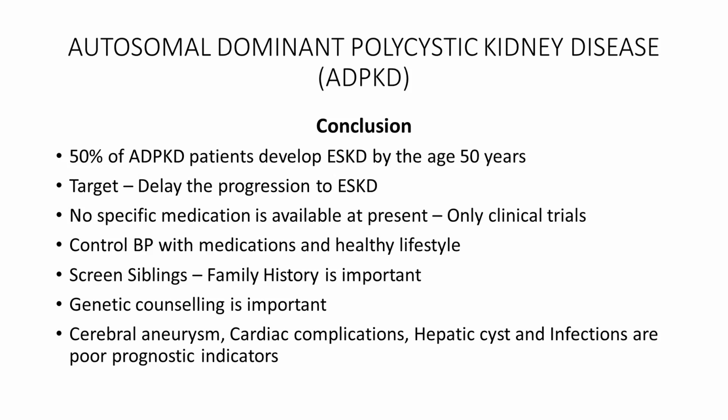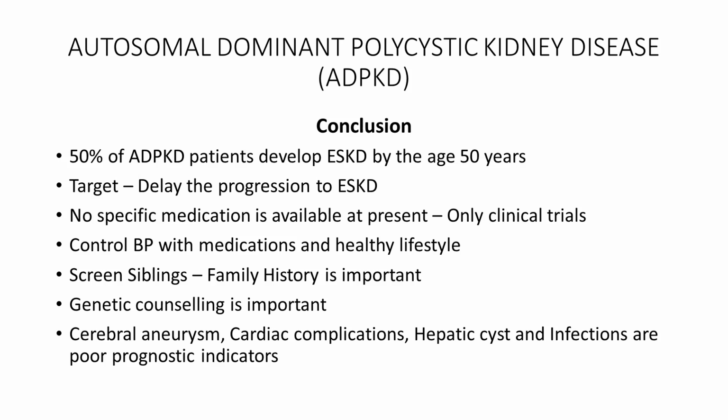The target is to delay the progression of CKD to ESKD. No specific medication is available at present. There are certain clinical trials being conducted on vaptans. Vaptans are vasopressin antagonists, which block the receptor sites in the kidney that accept vasopressin. So there is excessive diuresis resulting in shrinkage of size, but it still is not FDA approved and is on a clinical trial basis. Vaptans are usually used for the treatment of hyponatremia.